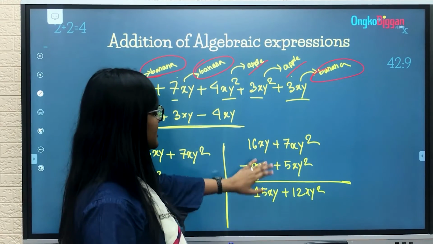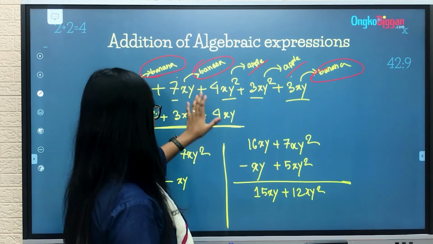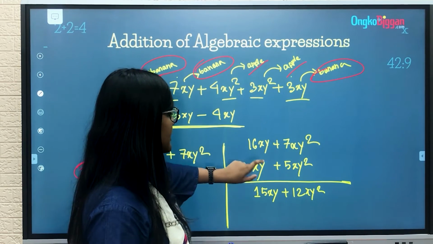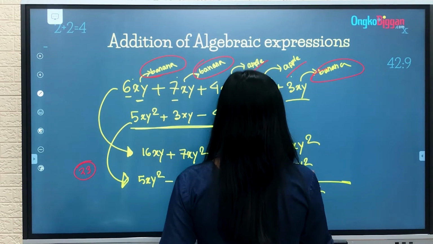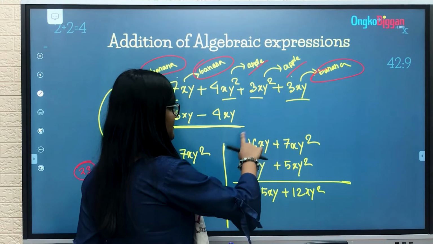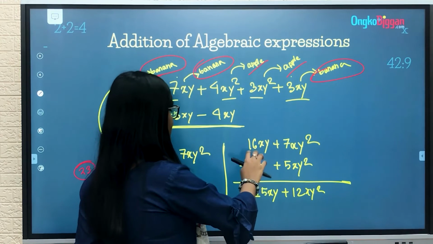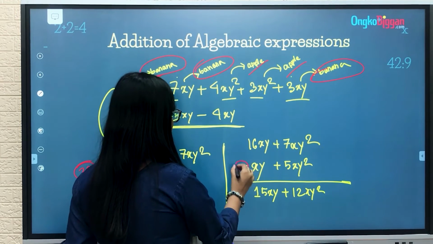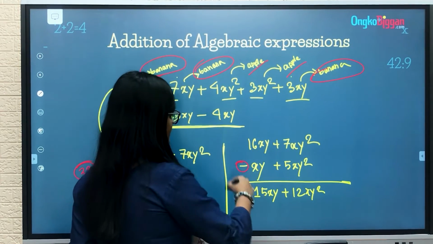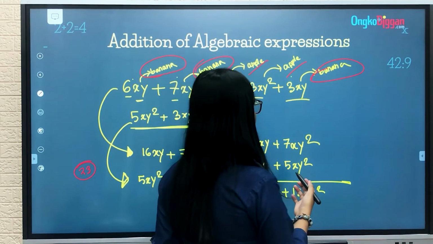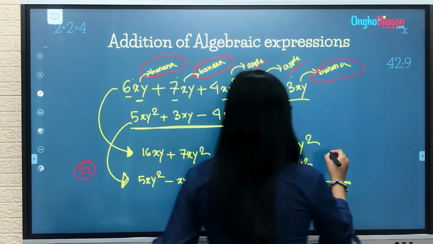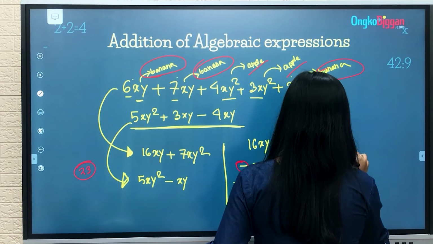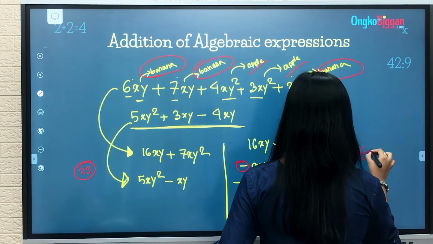So in case of addition, we will simplify and write one expression, and the other expression will be written below it, maintaining the sequence. Like below xy, we will write the terms regarding xy, maintaining the sign. Then we will just add them, like 16xy plus minus xy.